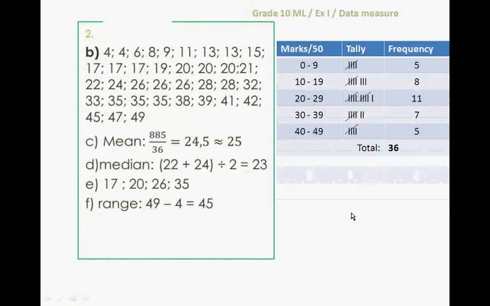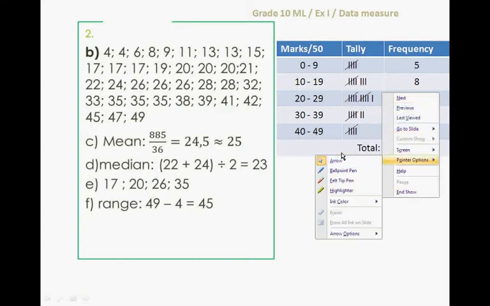Right, the next one, the marks out of 50. So there were 5 between 0 and 9, 8 values between 10 and 19, 11 values between 20 and 29, 7 values between 30 and 39, 5 values between 40 and 49. Arrange them: 4, 4, 6, 8, 9, 11, 13, 13, 15, 17, 17, 17, 19, 20, 20, 20, 21, 22, 24, 26, 26, 26, 28, etc. The mean is, add all these values together, it's 885 over 36.